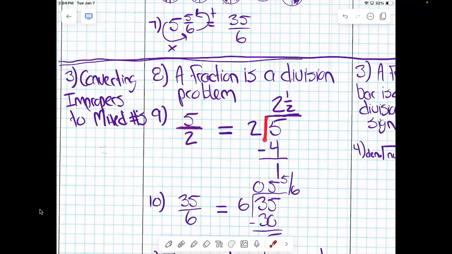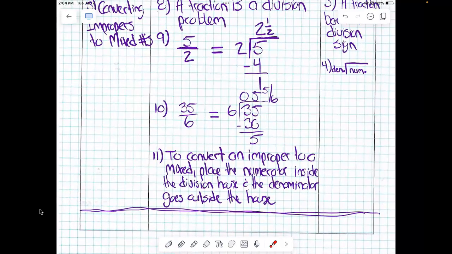Yes. So if I said 5 divided by 2, what goes inside the division house? The numerator or the denominator? Numerator. Therefore, the denominator goes on the outside, right? Yes. You guys know how to do 5 divided by 2, don't you? Yes. We good?